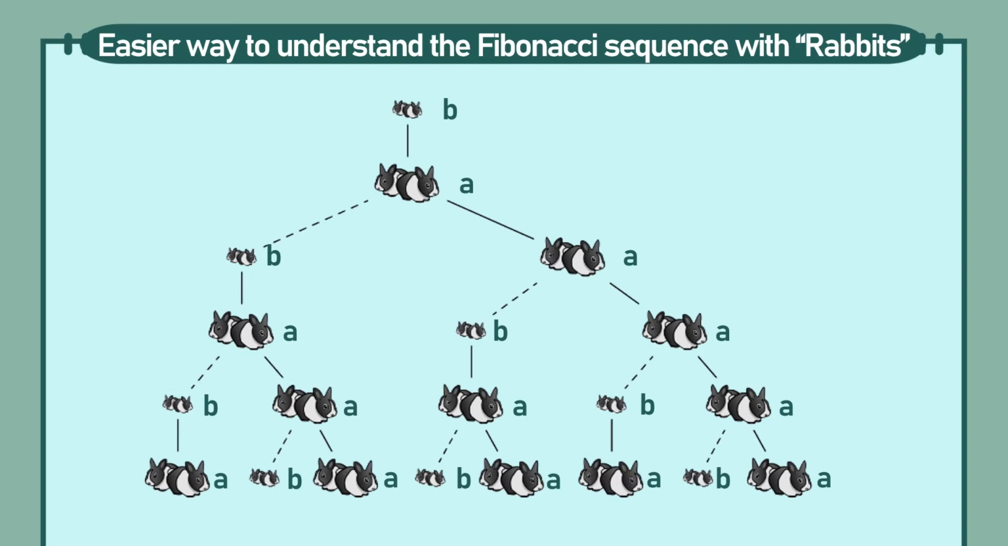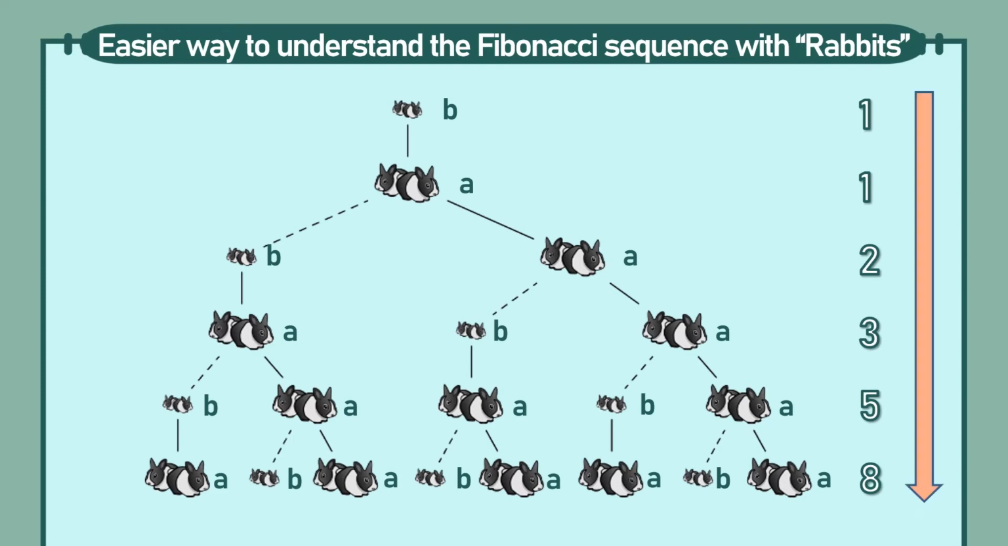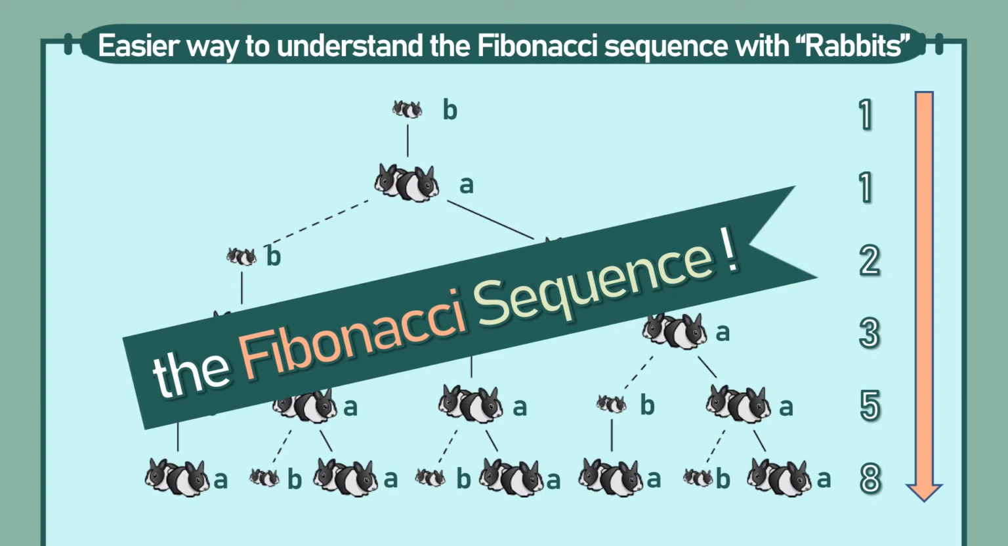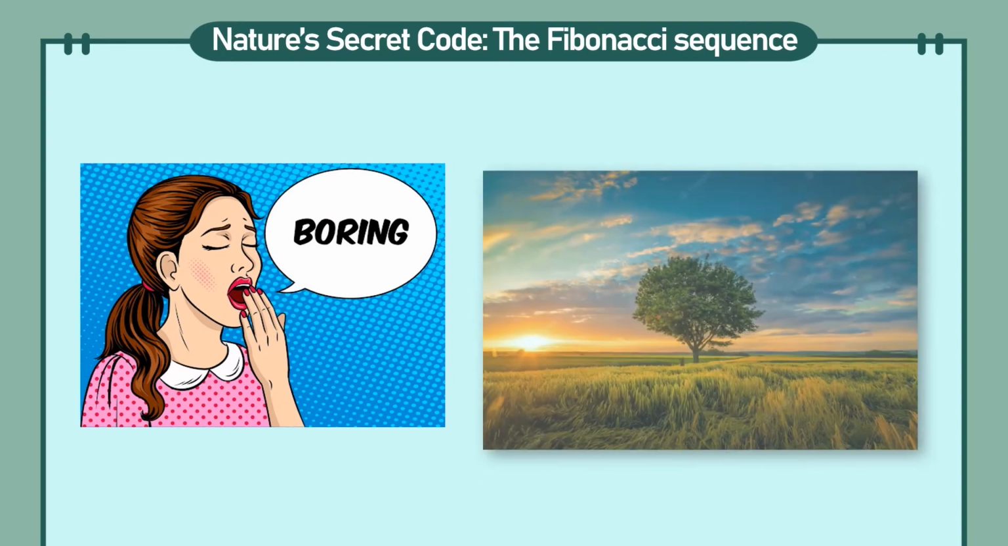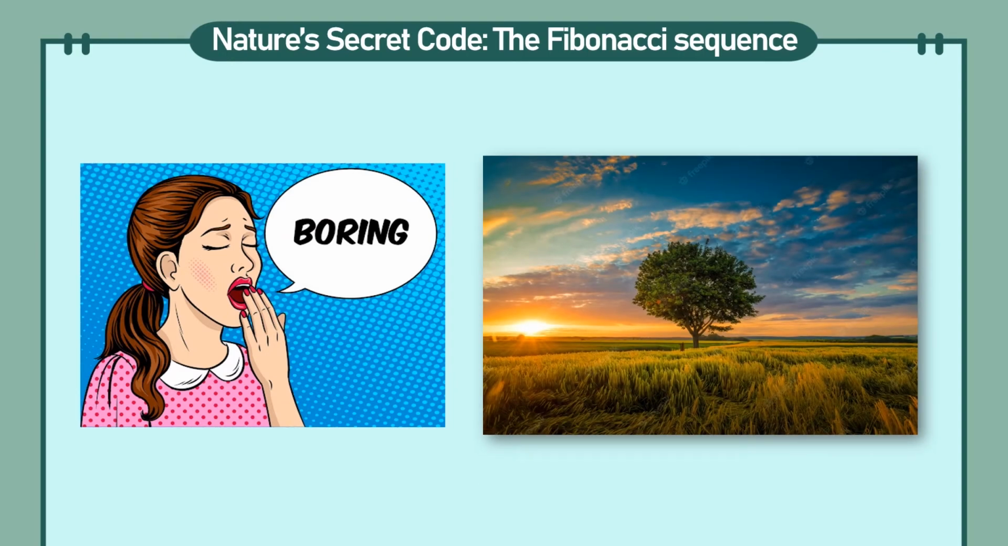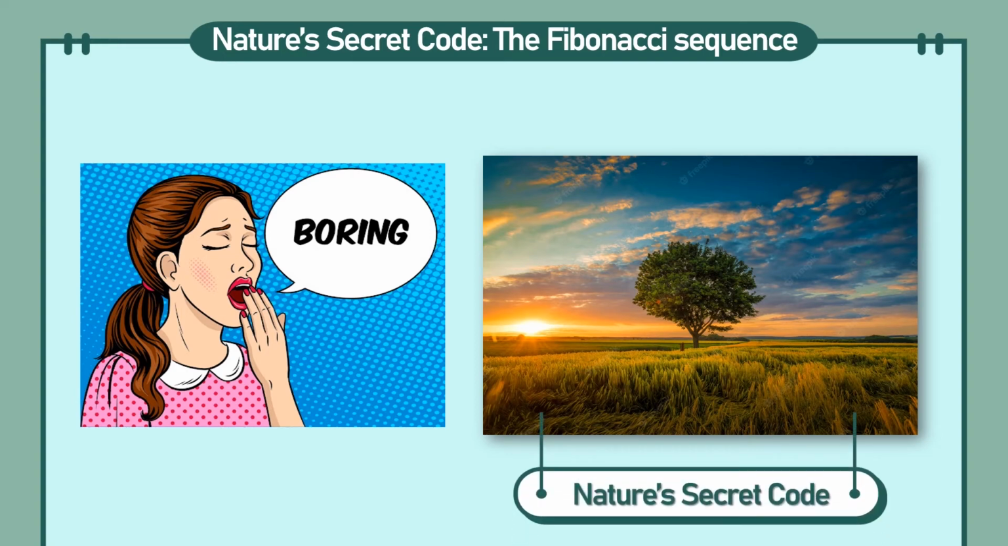But did you find the rules in this rabbit reproduction? The first term was 1, the second term was 1, the third term was 2, the fourth term was 3, the fifth term was 5, the sixth term was 8. The number of rabbits changes following the Fibonacci sequence. You may still feel bored with the Fibonacci sequence, but listen, there are amazing points of the Fibonacci sequence in nature. The Fibonacci sequence has a nickname: Nature's Secret Code.